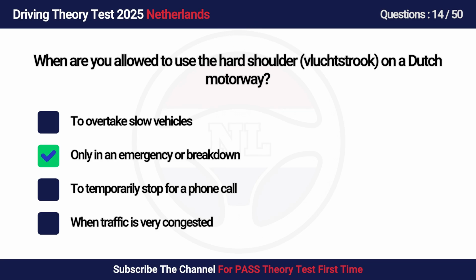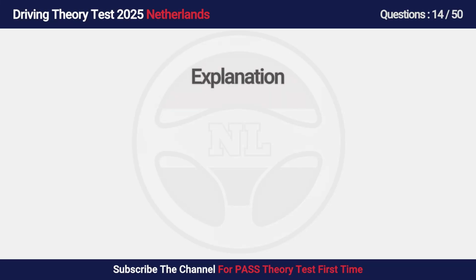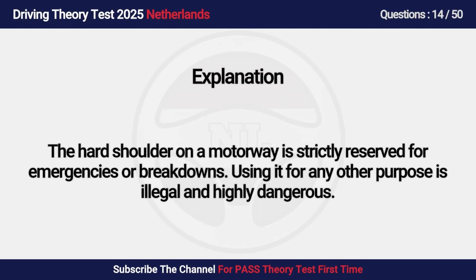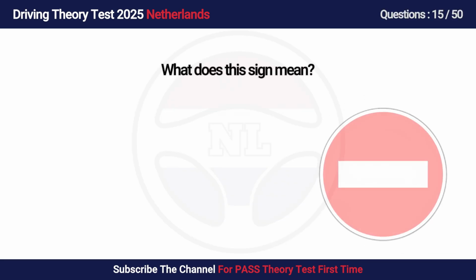Answer is B. Only in an emergency or breakdown. The hard shoulder on a motorway is strictly reserved for breakdowns. Using it for any other purpose is illegal and highly dangerous. Question 15. What does this sign mean?